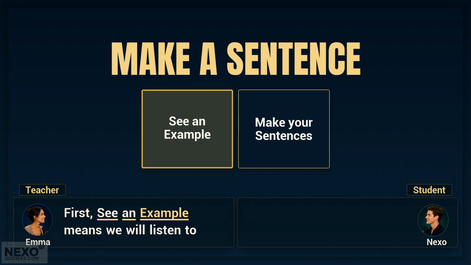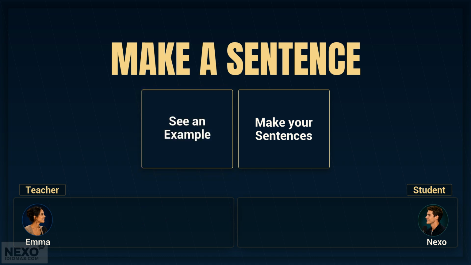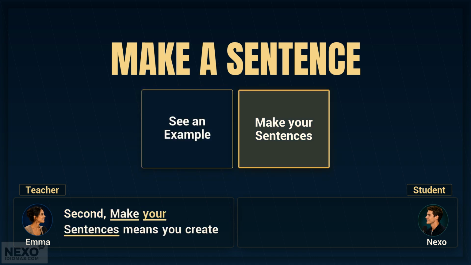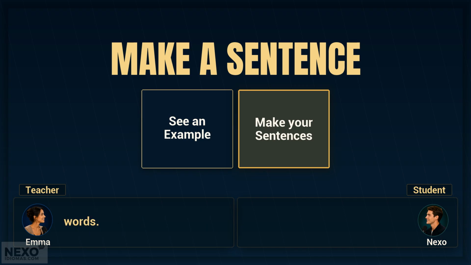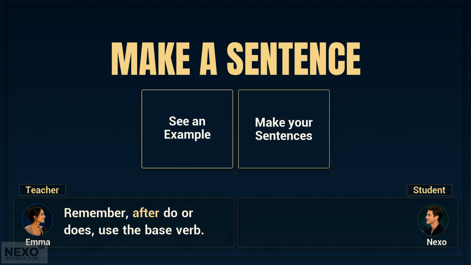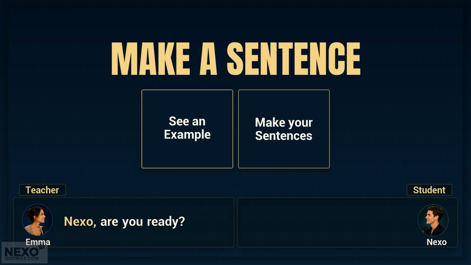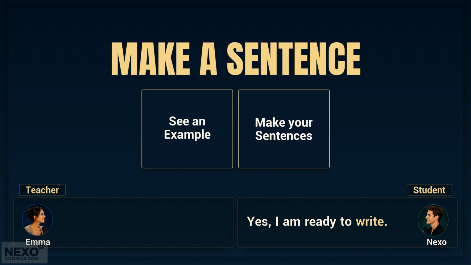First, see an example means we will listen to Nexo do the exercise so you have a model. Second, make your sentences means you create your own sentences with the main words and helper words. Remember, after do or does, use the base verb. Nexo, are you ready? Yes, I am ready to write.